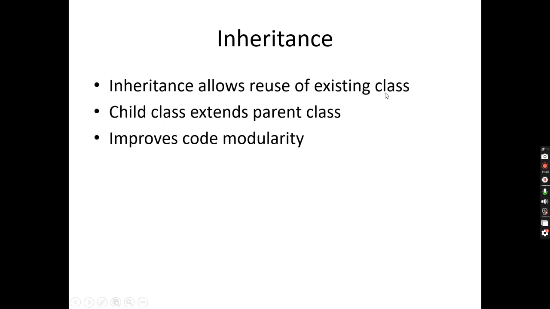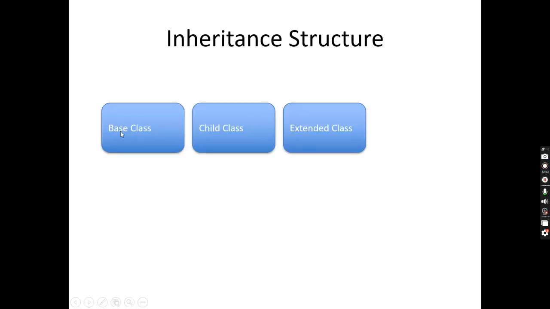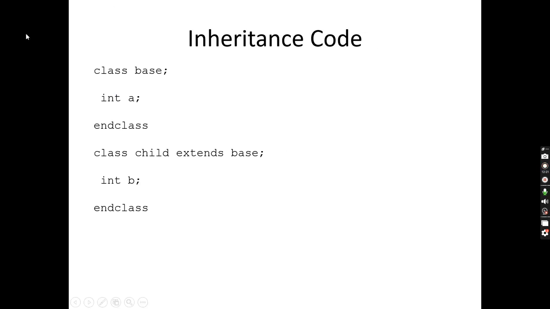So inheritance allows reuse of the existing class. Already some class is written. Now if you want to add some more features to that class, we will follow this inheritance. Child class extends parent class. The new class which you are going to write can be called the child class. The class which is already written is called the parent class. So this concept improves modularity. From the base class, a child class is extended, and there are so many classes we can extend like that. So this is actually inheritance, simply first class.